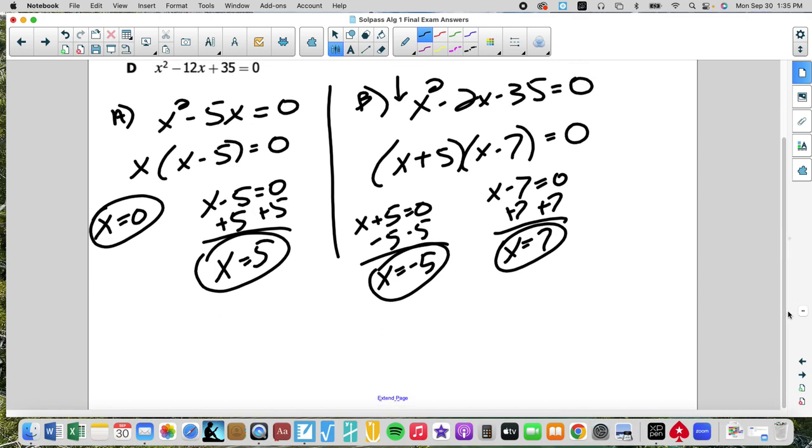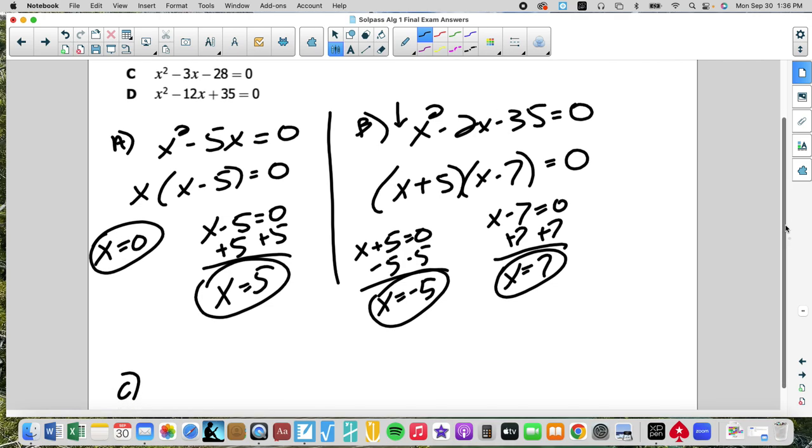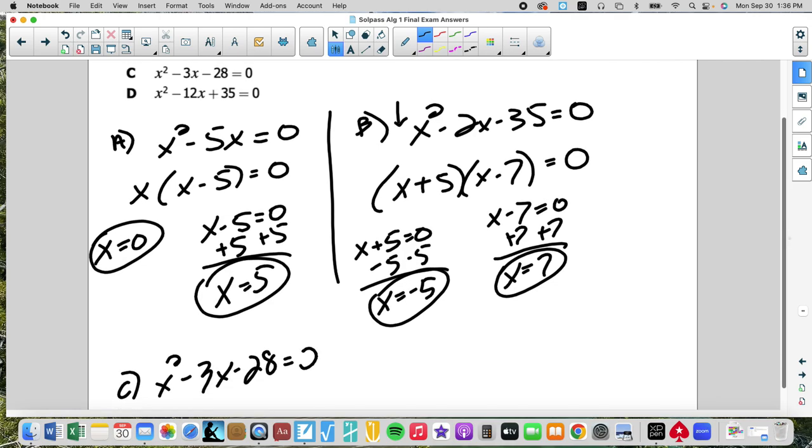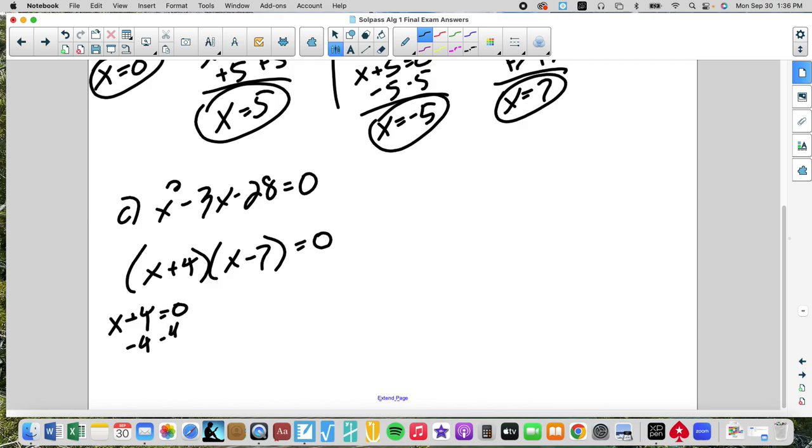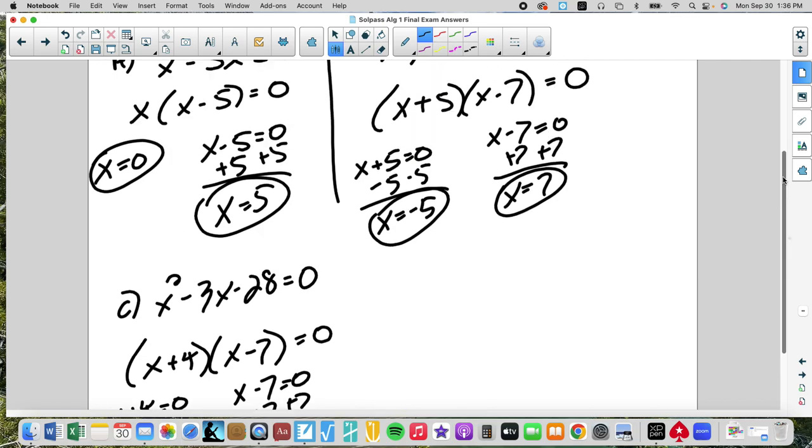Let's look at C. C will factor. I gotta take a peek at that again. x squared minus 3x minus 28. That's factors of 28 that, when subtracted, equal 3. We get x plus 4, x minus 7 equals 0. And again, a good math student is going to be able to see that this is -4 and +7, so that's not my two solutions.